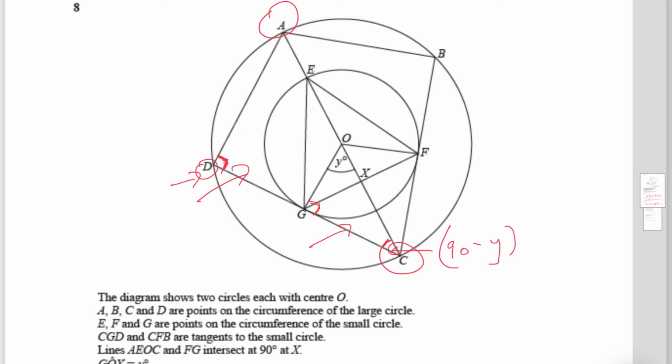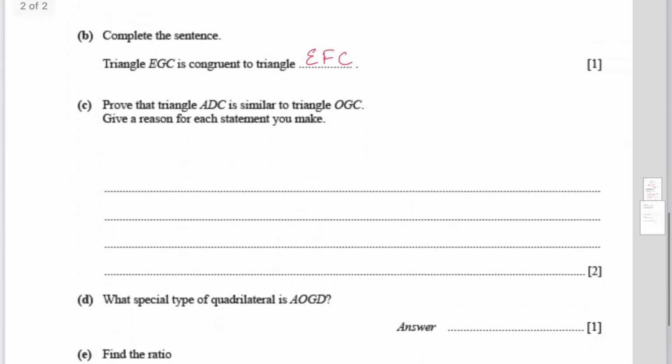This makes D 90 degrees. So if this is 90, this is 90, this is the same, this is Y, and this is Y as well. That means the two shapes are similar. So we write the statements. How do we write them?